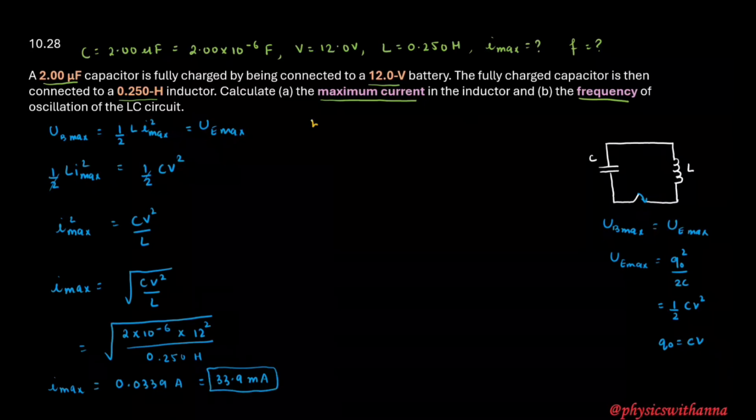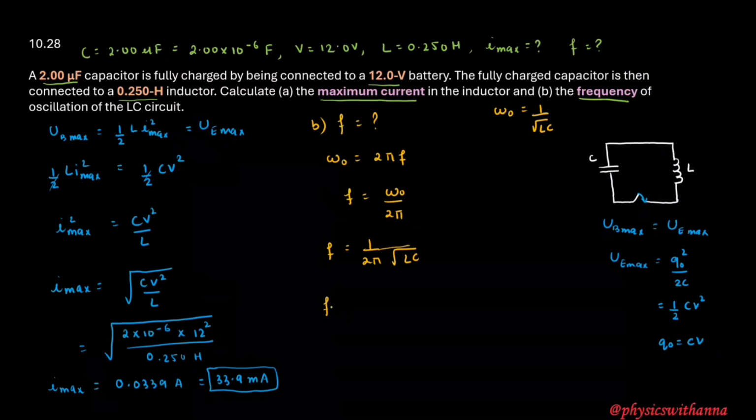Then in part B, they want us to find frequency of oscillation. We know frequency and angular frequency are related as omega naught equals 2 pi f. So f will be equal to omega naught over 2 pi. Omega naught is given as 1 over square root LC. So we substitute that here. F becomes equal to 1 over 2 pi into square root LC.